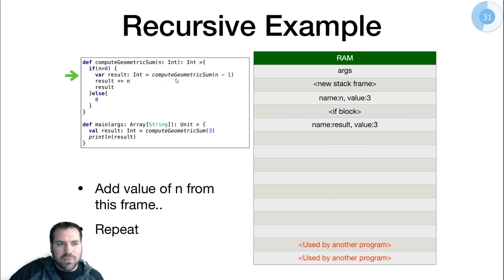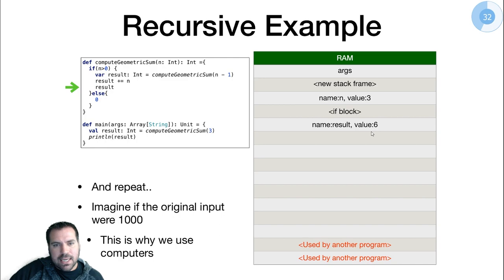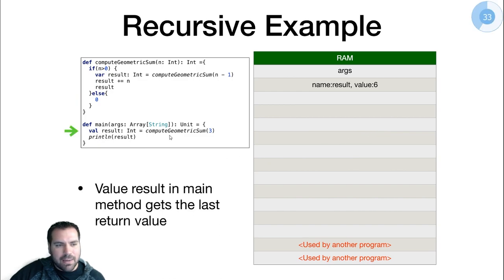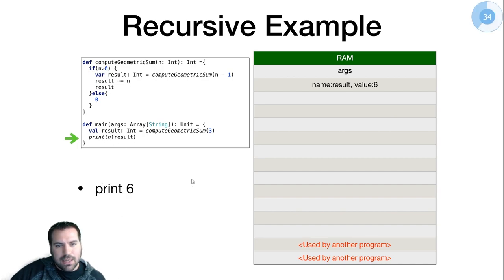That stack frame was waiting for compute geometric sum to return, but its value of n was 3. Its result is going to be 3 because that's what the other stack frame returned. Now we get to add 3 plus 3, 6. And this, finally, we get to return back to the main method. We're going to return this value 6 back to the main method. It can store that in its variable it's going to create named result, and just print it to the screen.